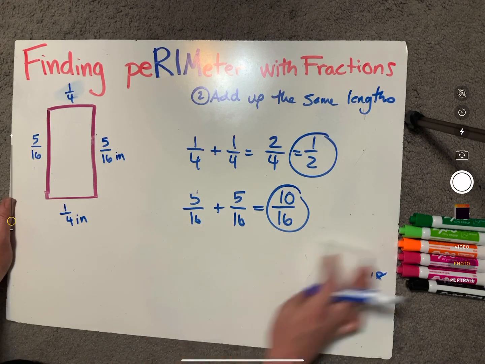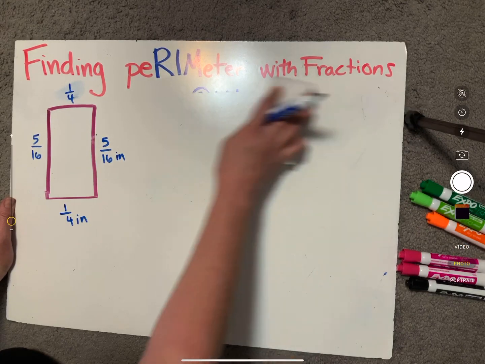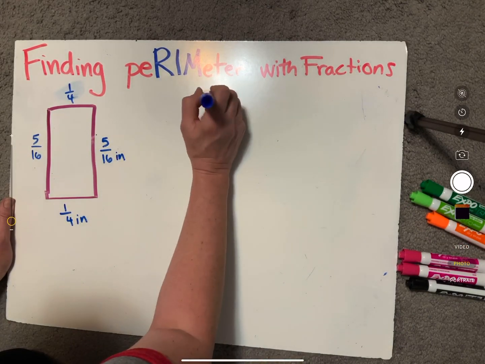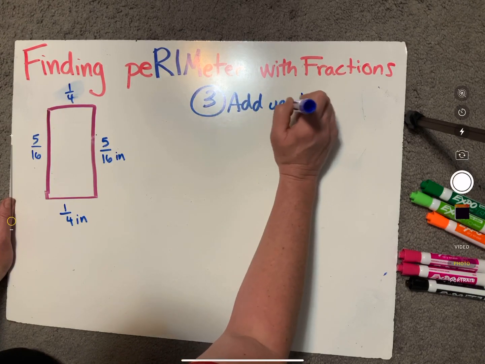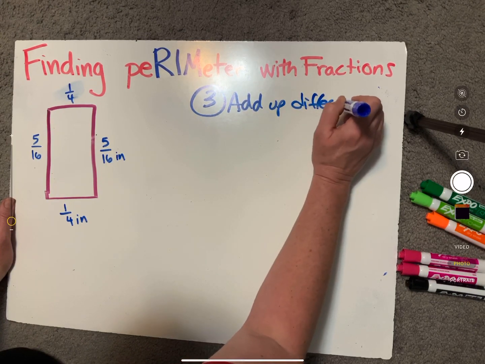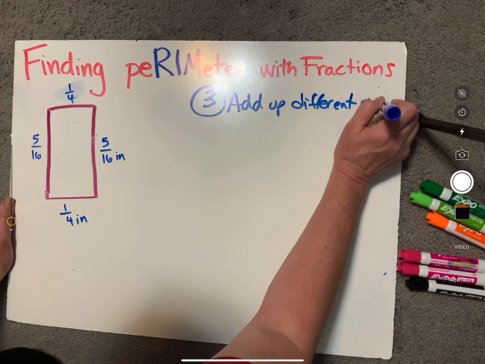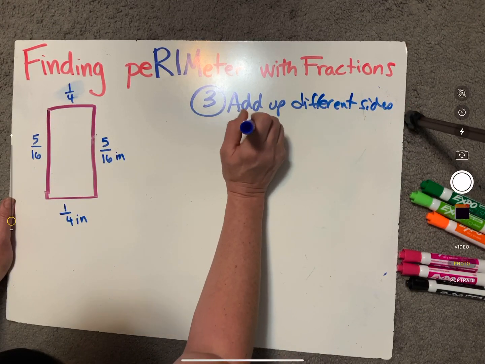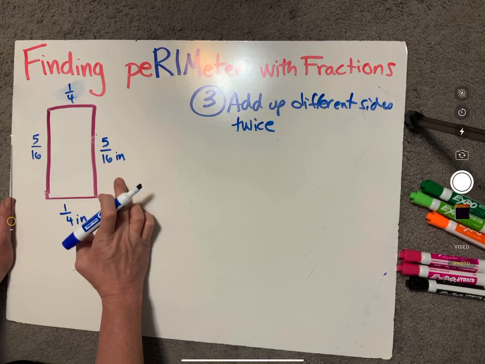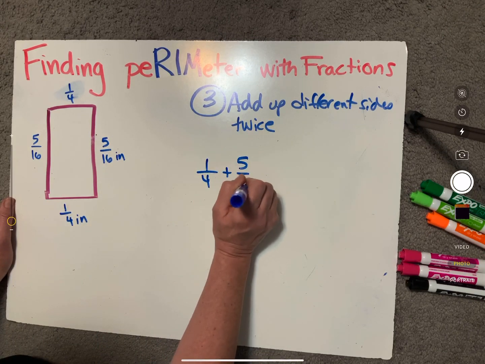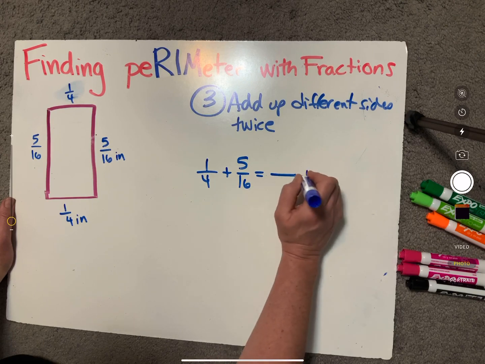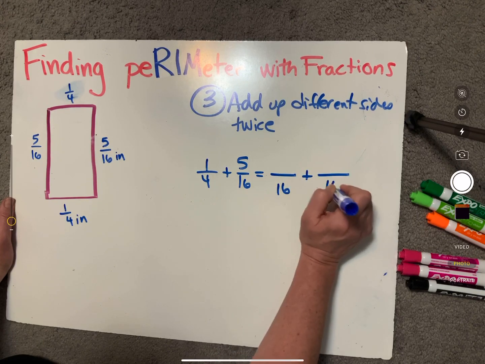My third strategy that you could use. So strategy number 3, add up the different sides twice. So in this case, what you would do is you would have 1/4 plus 5/16. And again, we're going to add up our things, get our common denominators.